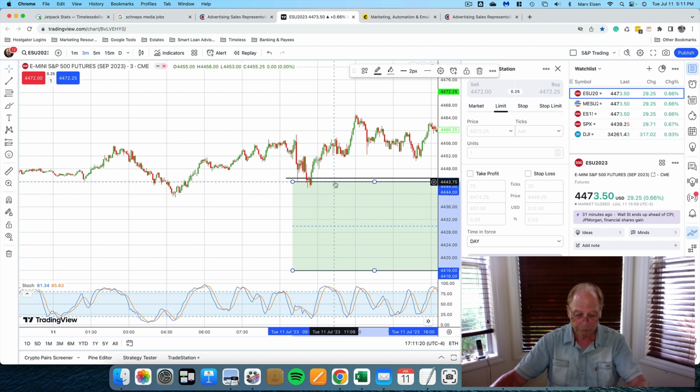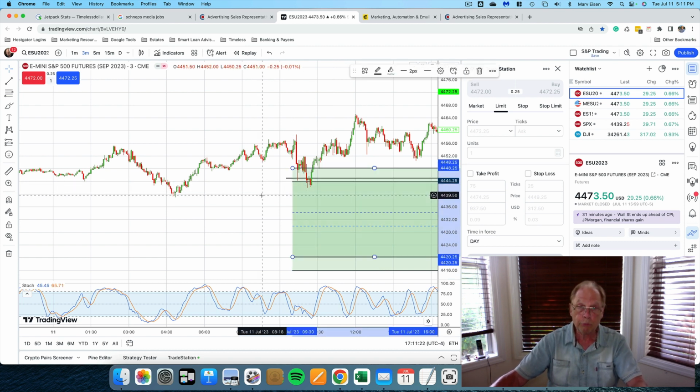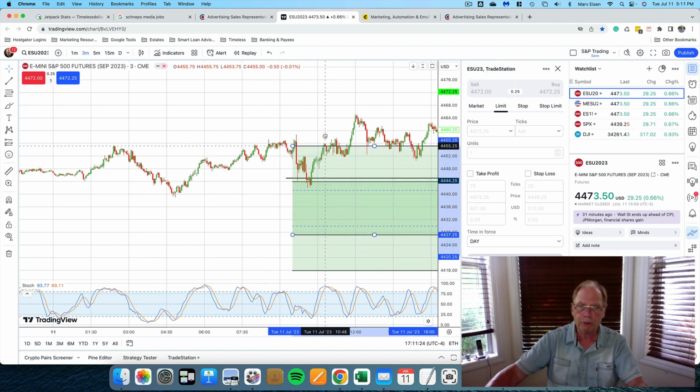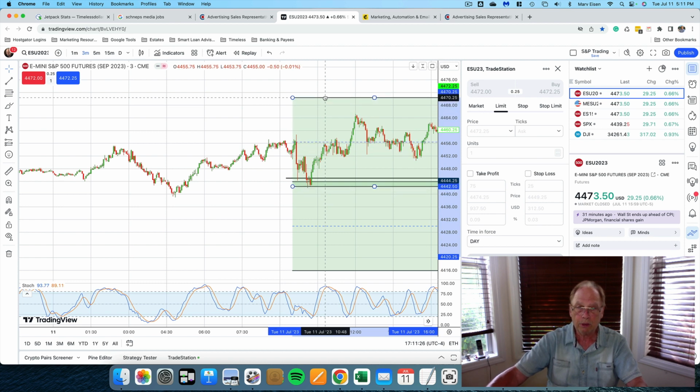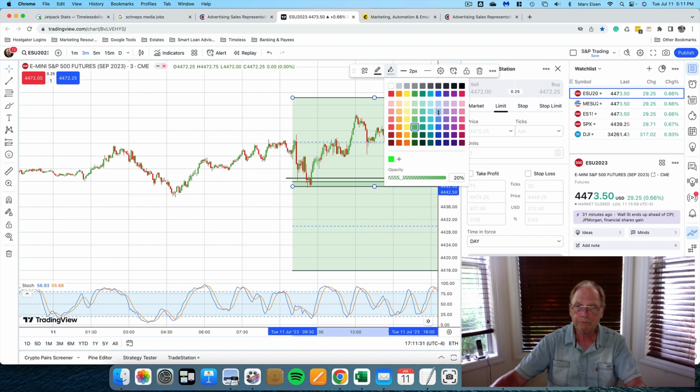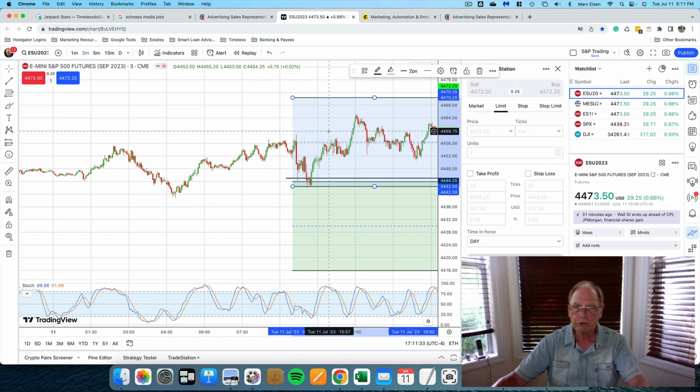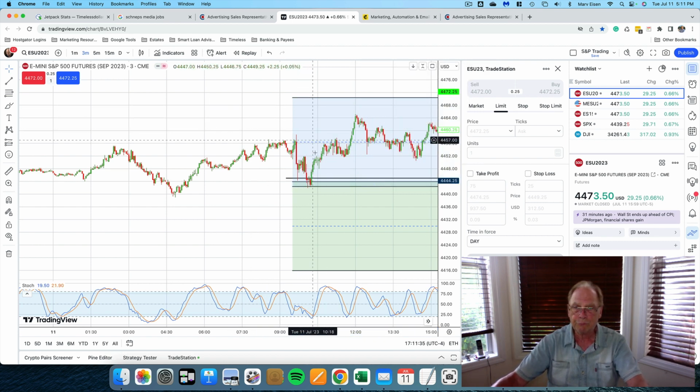So here's my trading zone. And basically what I do is I copy it, I transpose it up to the intraday low. Let me change the color so that you can see it a little differently. Okay, so here's the transposed trading zone. This is what I trade when I transpose the trading zone.